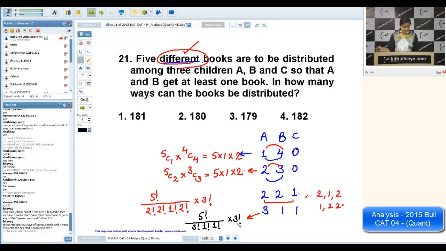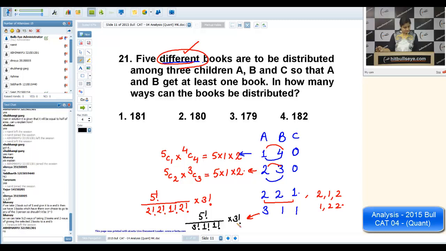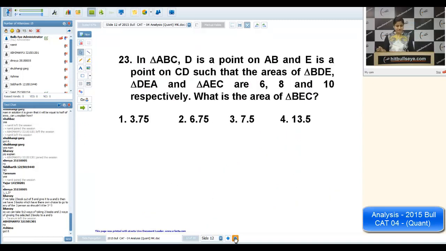Yeah, any problem in this? Tarannum, Bhavya. Please confirm, all of you. So let us move further. Question number 23. Any problem in this?